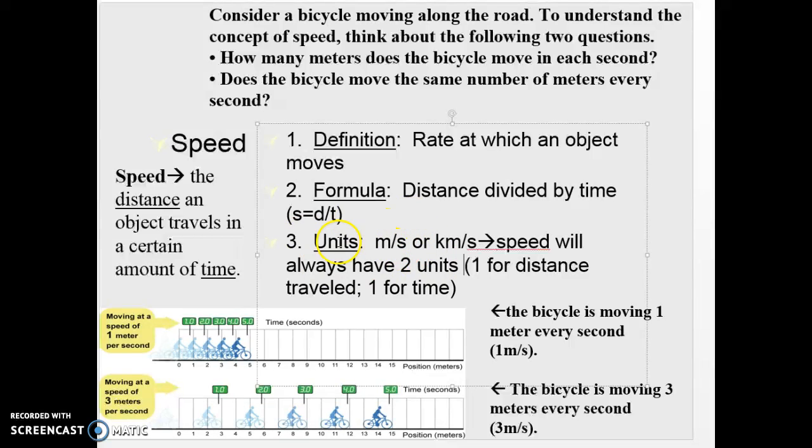So again, units, there's always going to be two: whatever unit you measured the distance in, and whatever unit you measured the time in. Since there's two variables in the formula, you know that there's going to be two units. In this case, you can have meters per second, or kilometers per second, or centimeters per second, or millimeters per millisecond. Anything where one measures the distance and two measures the time.